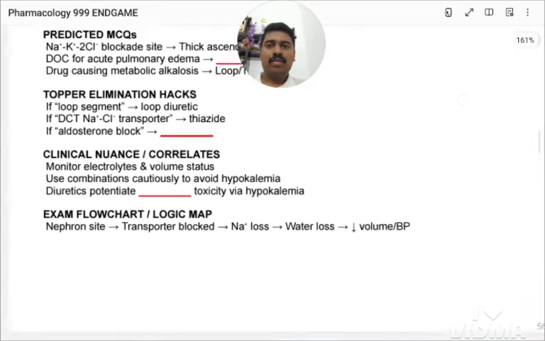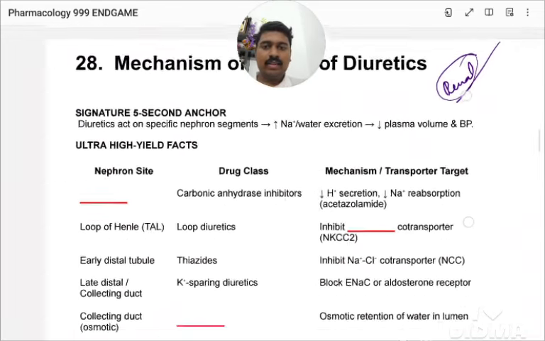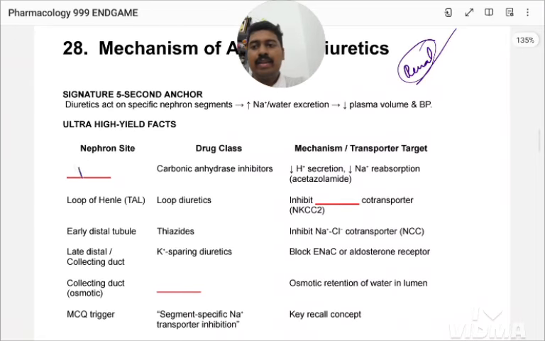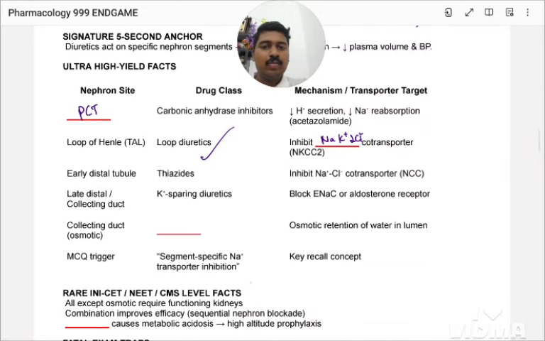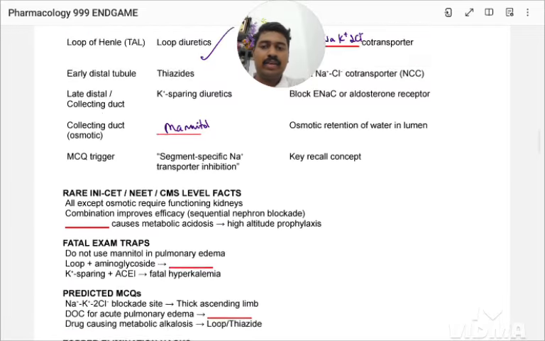Okay, so let's solve the questions. First, carbonic anhydrase inhibitor acts on where? It acts on the proximal convoluted tubule. Next, loop diuretics inhibit which channel? It inhibits the sodium, potassium, 2 chloride transporter. Next, in the collecting duct, what osmotic diuretic is used? We use mannitol. Mannitol is an osmotic diuretic.